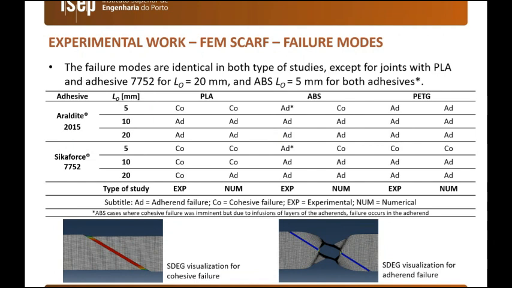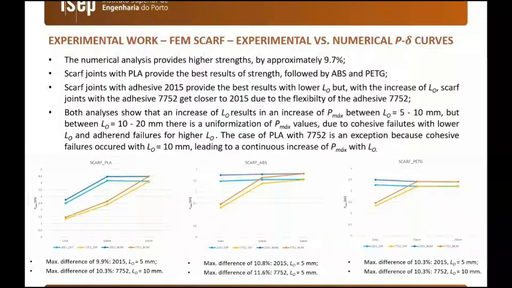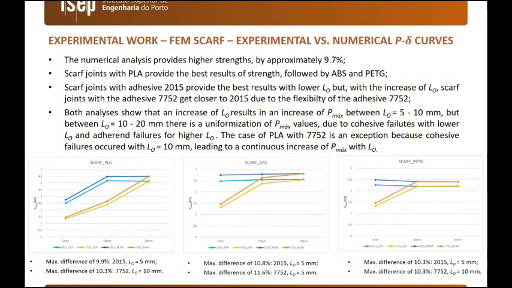The final type of joint is the scarf joint, and in this case, we have a good agreement between the experiment and the numerical simulation for two particular joint configurations. In terms of maximum load, we can see that we have a large increase between 5 and 10 millimeters of overlap, but between that and 20 millimeters, we had a stabilization of the maximum load because of the failure shifting to a failure in the adherent.